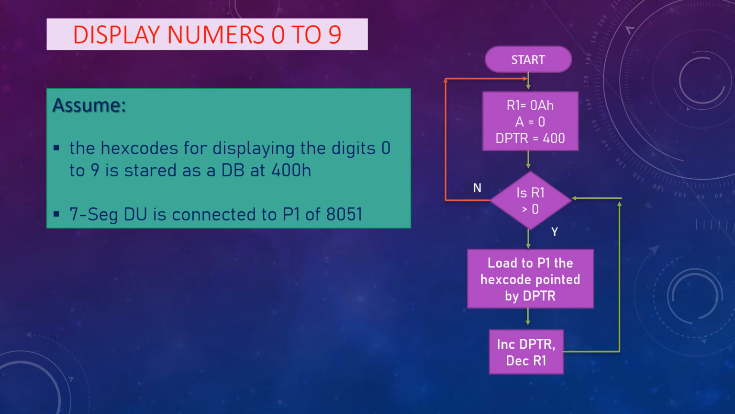After displaying 9, when we verify is R1 greater than 0, that time R1 contents will become 0. So that means we have to come out of the left side of the decision block and back to the beginning of the flowchart, where we will initialize all the register values, accumulator value and dptr value so that we get the continuous display of numbers from 0 to 9.